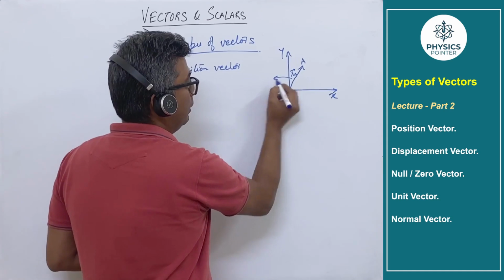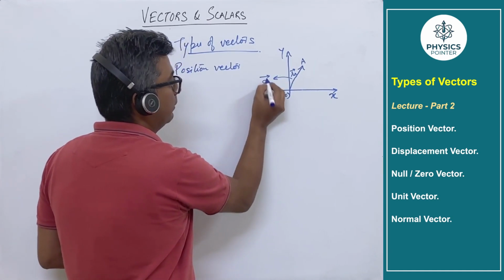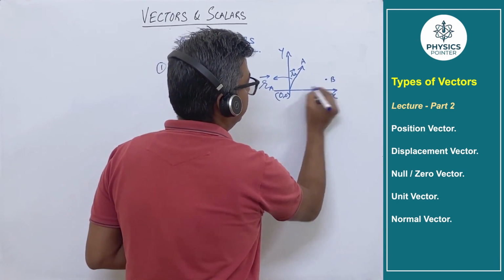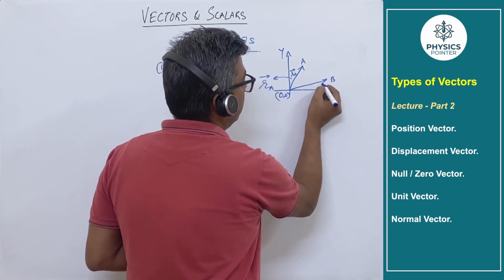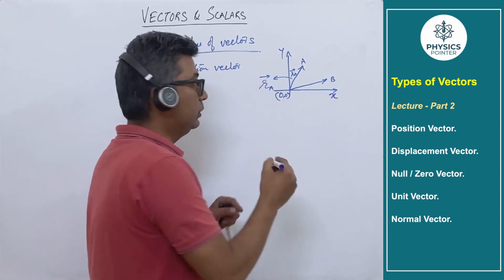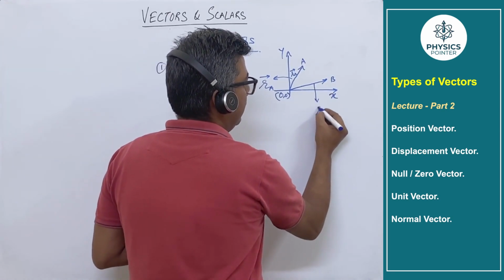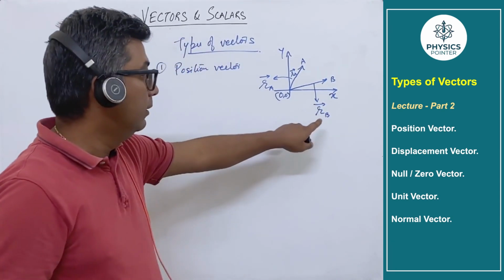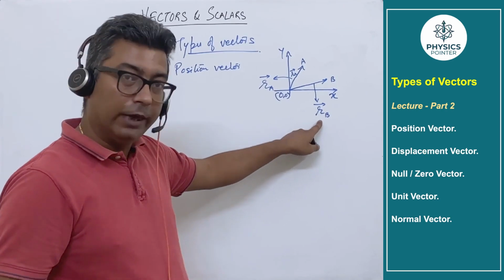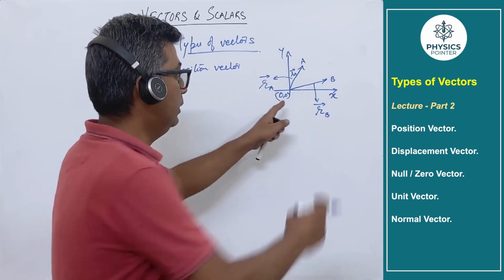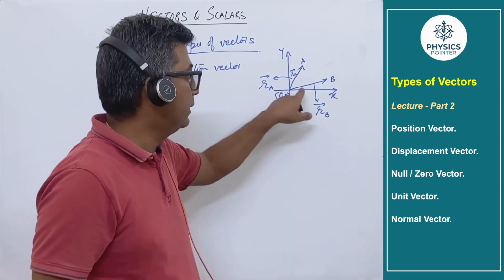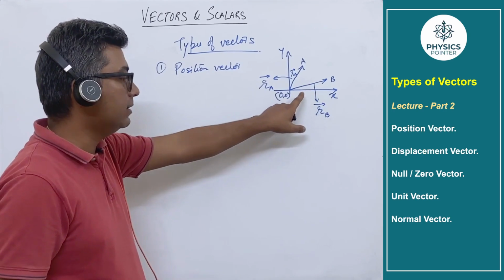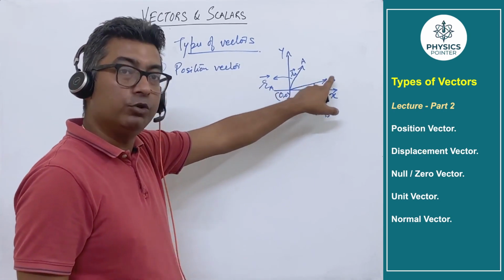Let me draw it bigger. So this is the RA vector. Let's say there is a point B. For this point B, this is another position vector which I can mention as RB. So RB, the magnitude, I know how to find the magnitude. It tells the length of this, and the direction is shown here. So these are position vectors which are pointing to a position.